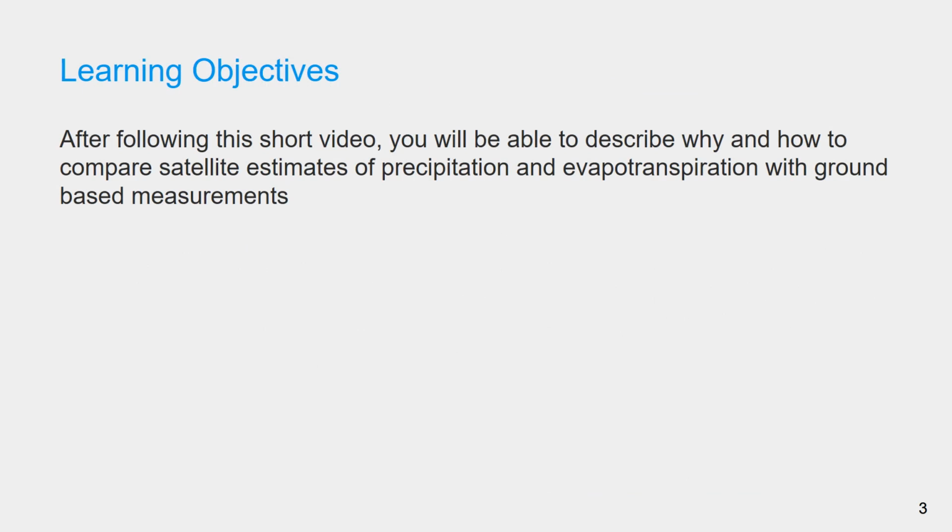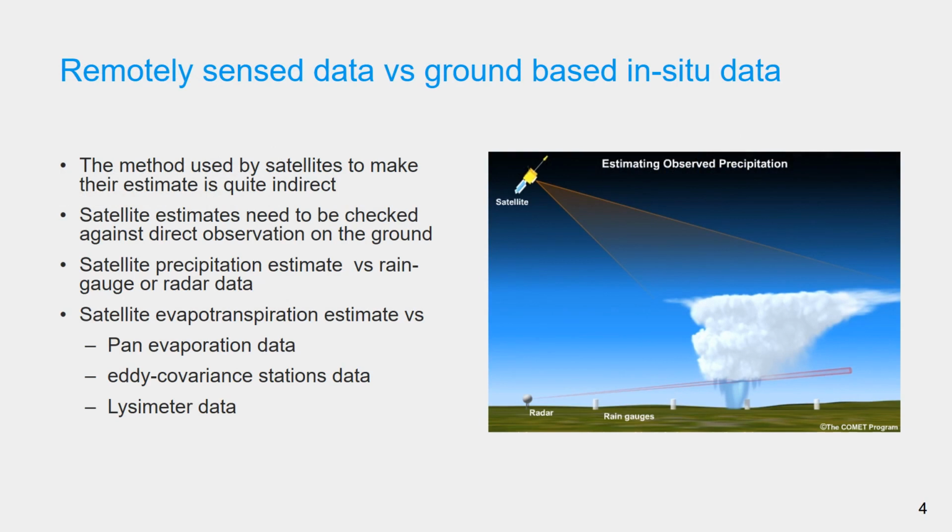After following this short video, you will be able to describe why and how to compare satellite estimates of precipitation and evapotranspiration with ground-based measurements. Precipitation can be measured directly using ground-based instruments such as rain gauges or indirectly using remote sensing techniques such as radar systems and Earth-observing satellites.